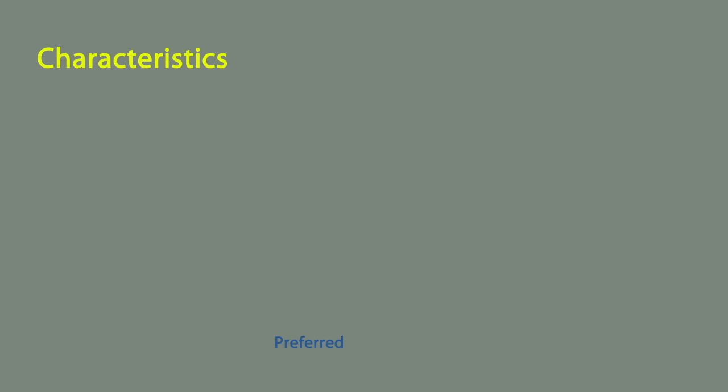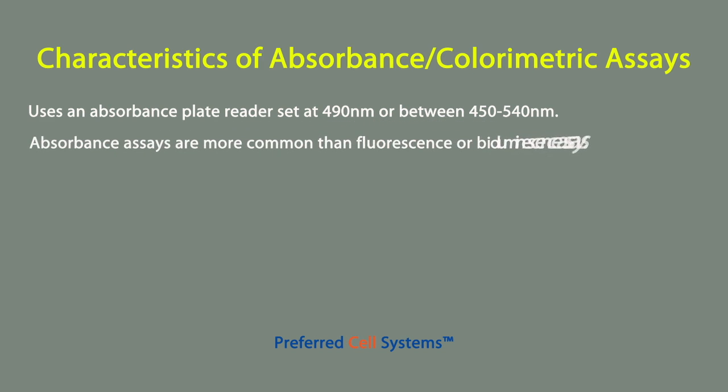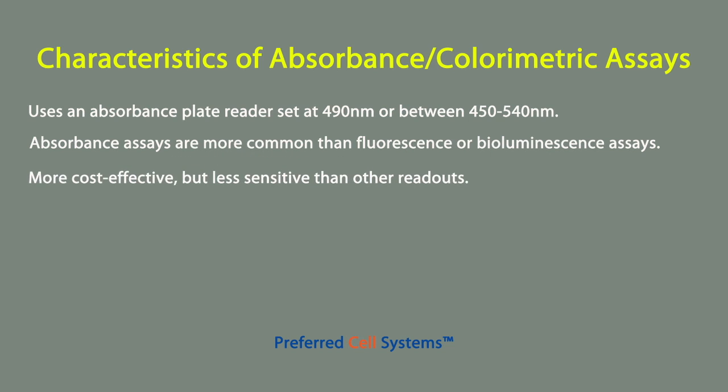All assays that incorporate an absorbance or colorimetric readout or endpoint use an absorbance plate reader set at 490 nanometers or between 450 to 540 nanometers. You can also use a reference wavelength of 630 to 700 nanometers. Assays that measure absorbance are the most common compared to fluorescence or luminescence assays. Absorbance assays are usually the most cost-effective, but are also not as sensitive as other readouts.